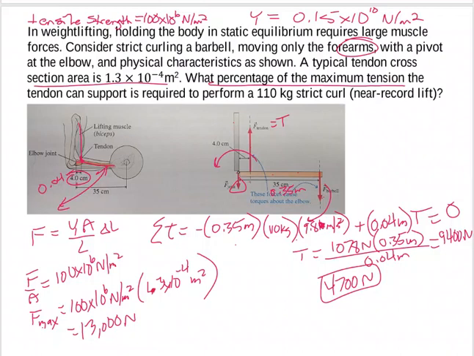So what percentage? We've got to answer the question. The percentage would be 4,700 newtons divided by 13,000 newtons, and then times 100. Why would you multiply by 100? To get a decimal to percentage, moving the decimal two spots.